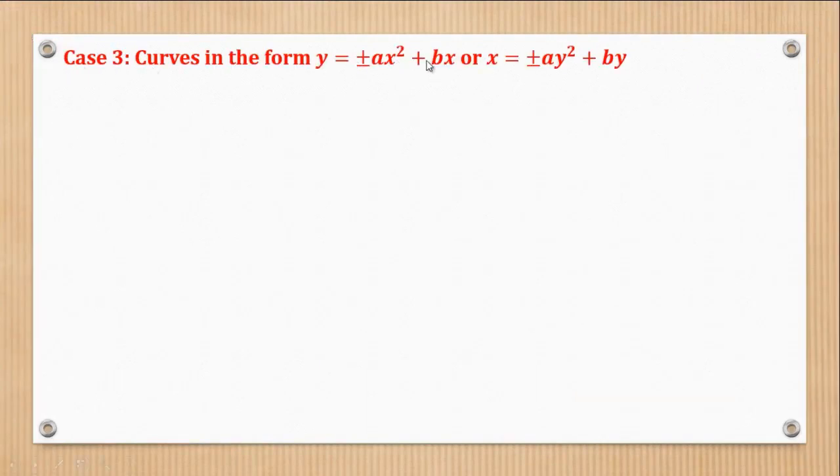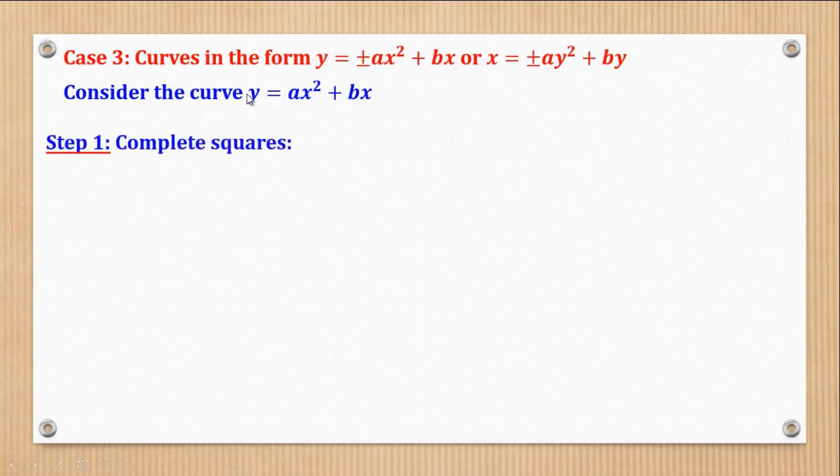Another case will be the case where C is 0 but A and B are not 0. So in that case, we remain with y equal to plus or minus ax squared plus bx, or x equal to plus or minus ay squared plus by. So let's use the case of positive coefficients. So in this case, we shall have y equal to positive ax squared plus bx. So in this case, the first thing to do is to complete squares. So how do we complete squares?